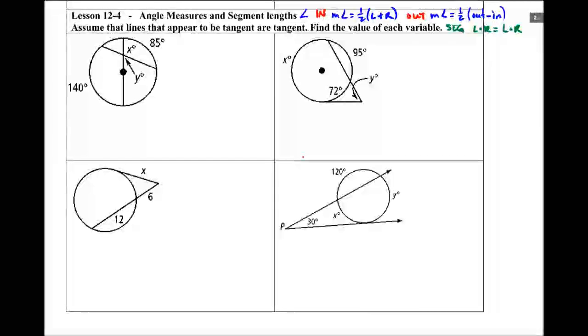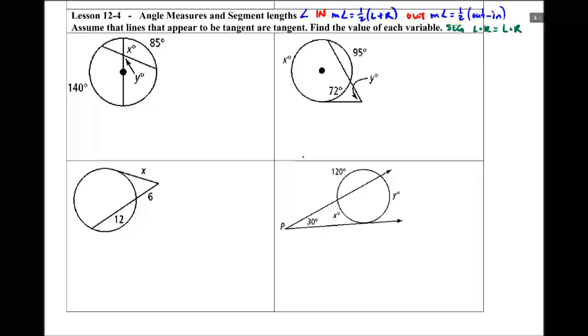Okay, section 12.4 was angle measures and segment lengths, and this was broken into two sections. Angles: we said if the intersection is inside of the circle, then the measure of the angle is 1/2 your left arc plus your right arc, your intercepted arcs, half the sum of your intercepted arcs. And if our intersection point is outside of the circle, the measure of the angle is 1/2 the difference. So that's 1/2 times the measure of the outside arc minus the measure of the inside arc.